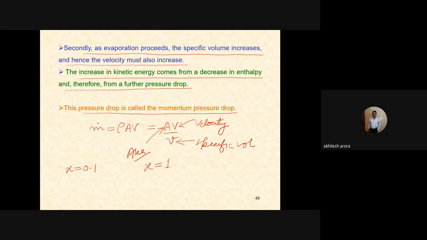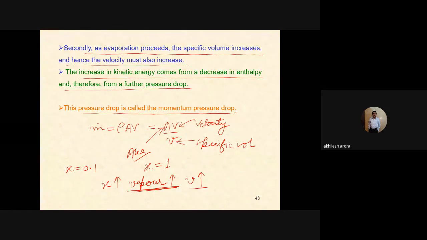Now what is happening? The value of X is actually increasing. What is the meaning of it? It means the vapor is increasing. When the vapor increases, the value of small v, specific volume, will increase. Earlier the refrigerant was in the liquid form, now it is changing to vapor, and whenever a liquid changes to vapor, its specific volume will increase. So naturally, we can say that this value goes up.